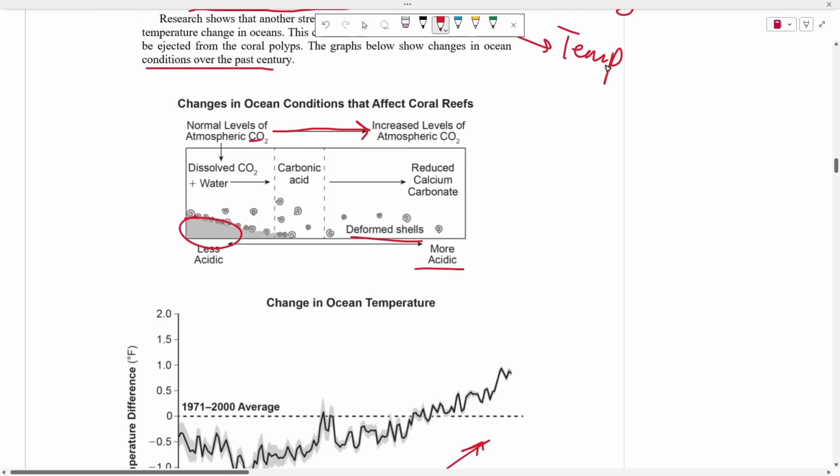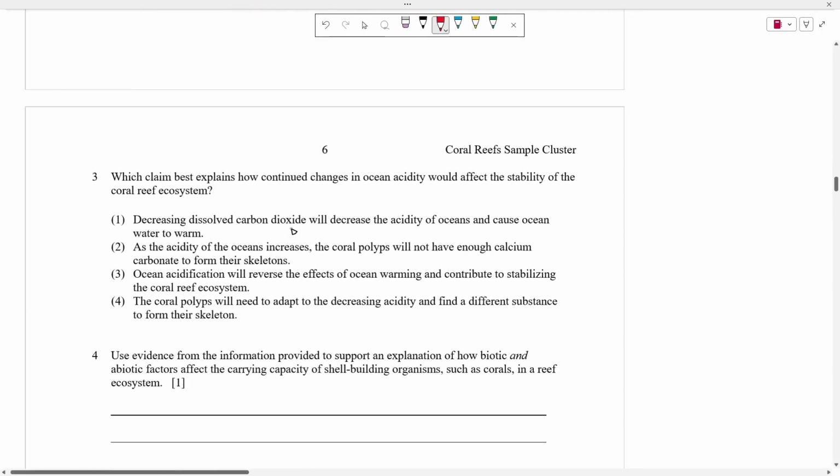We said here how increased levels of carbon dioxide make the ocean more acidic, which decreases the amount of calcium carbonate in the water, which then decreases the amount of shells that are formed. So which choice follows this? Which one of these choices is going to relate to that? Well, it can't be choice 1 because it's saying that decreased dissolved carbon dioxide will decrease the acidity of oceans.